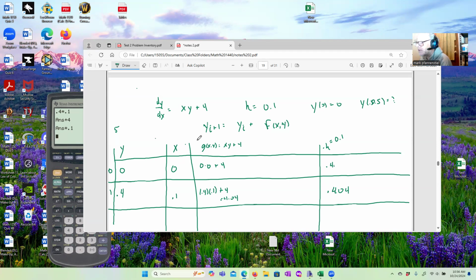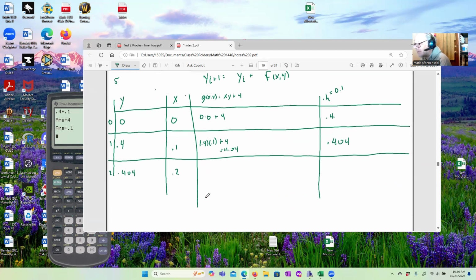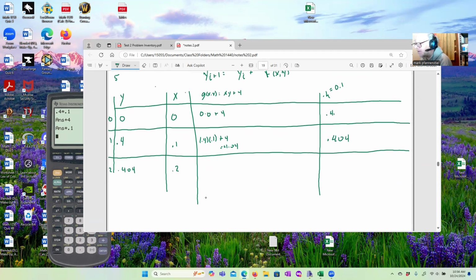Okay, so we're going to go through and say, okay, we need 0.404 all the way back over here. Okay, this is our second value. Our new x is going to be, we're going to add 0.1 to the previous x. So that's going to be 0.2. Okay, and now we have to go through and calculate our g of x, y again. So this is going to be 0.404. What was my x value? It is 0.2. And we're just going to add 4 to this thing. Okay, so we can go ahead and do that.